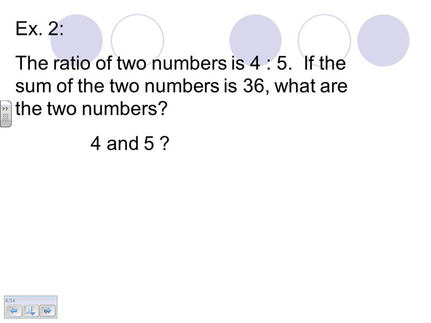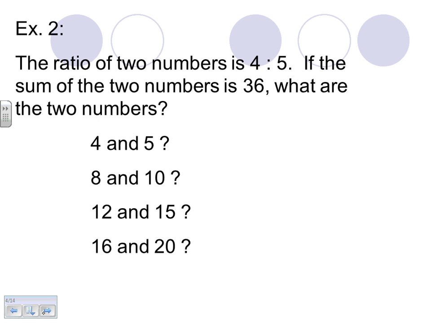What other two numbers would have a ratio of 4 to 5? And what do you do to get that? Okay. Do those add up to 36? Next step would be if I triple this, 12 to 15. Do those add up to 36? Okay, what if I quadruple it? 16 to 20. Do those work? So that's our answer.